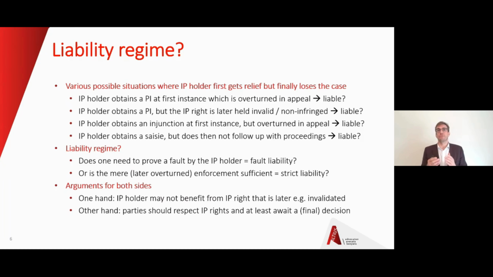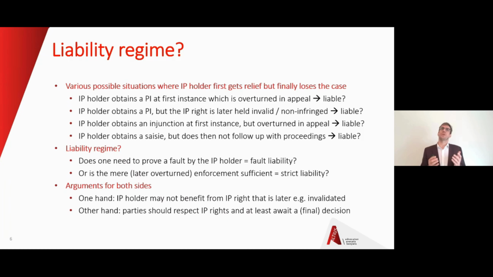So does he need to prove a fault? If so, we talk about fault liability regimes. If he does not need to prove a fault, we talk about strict liability regimes. And the question is, what liability regime will apply, and that is actually the subject of today's presentation for you.